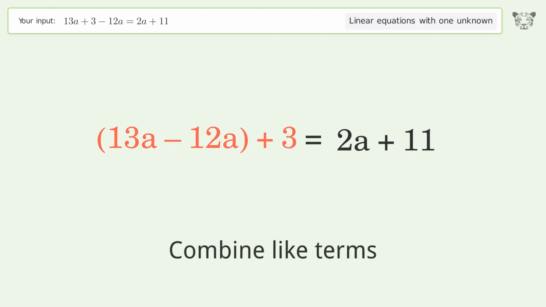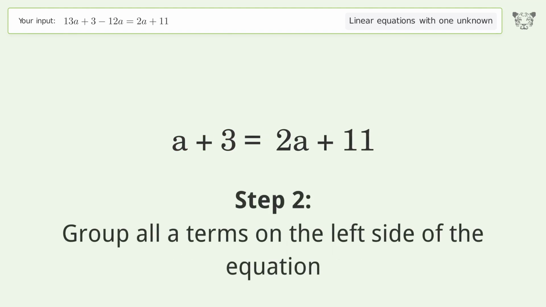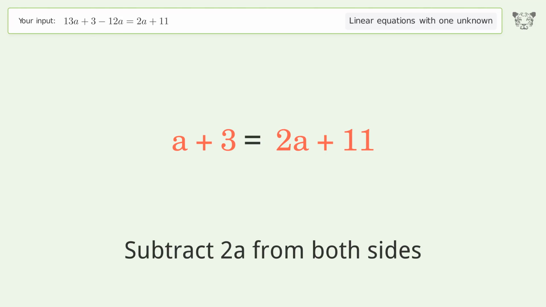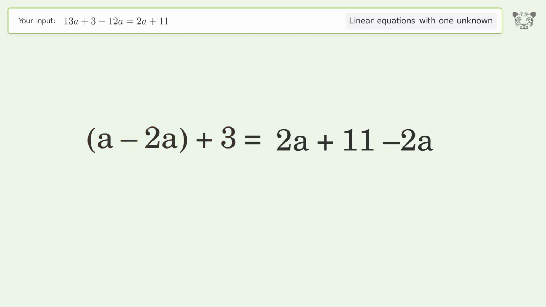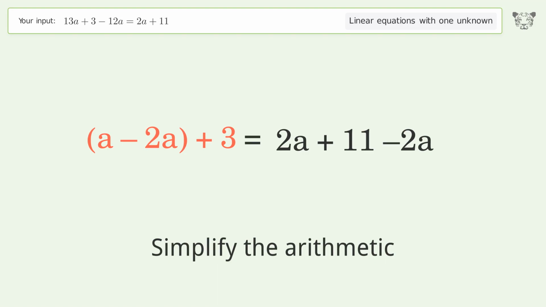Combine like terms. Group all a terms on the left side of the equation. Subtract 2a from both sides. Group like terms. Simplify the arithmetic.